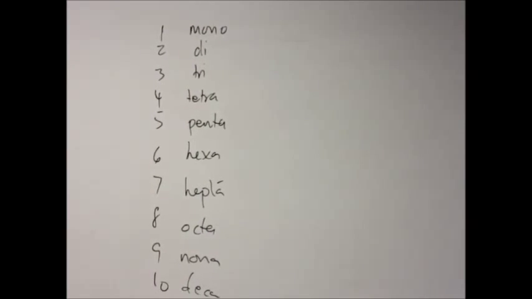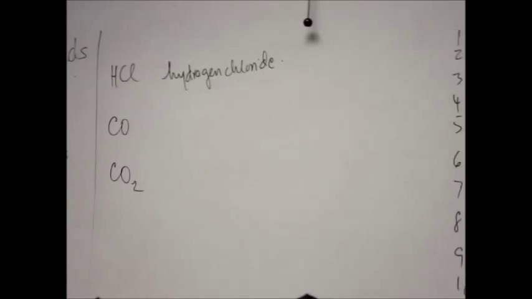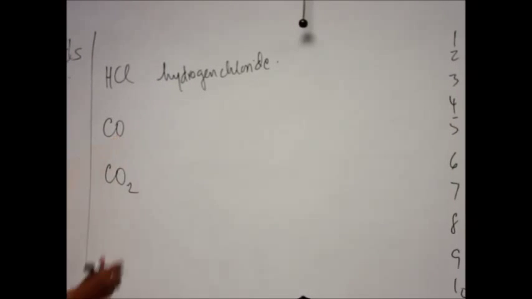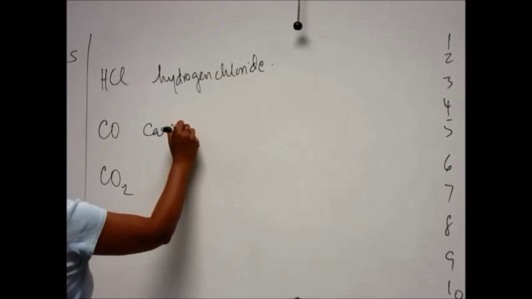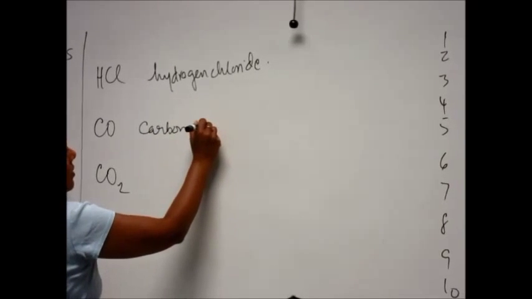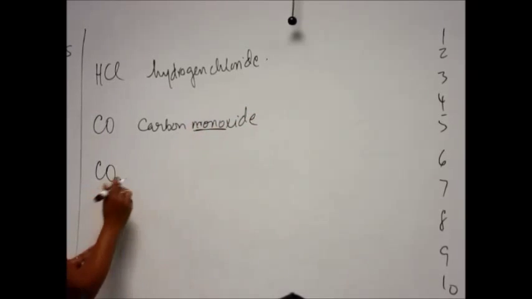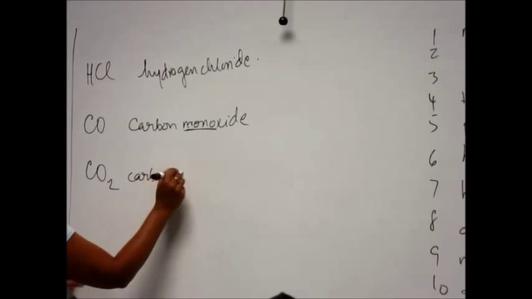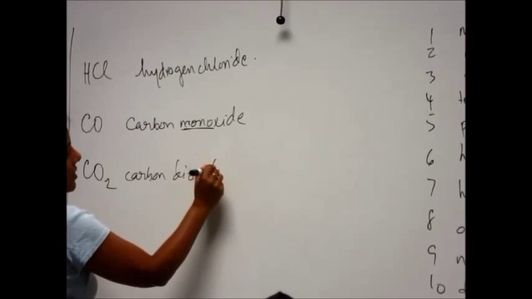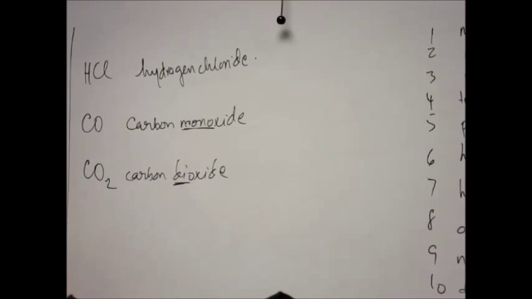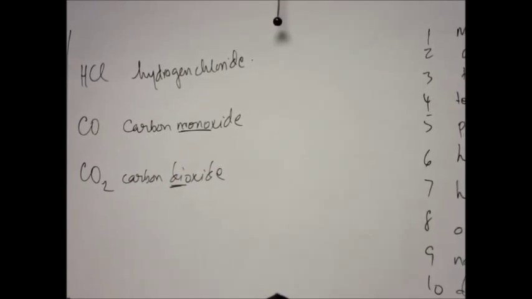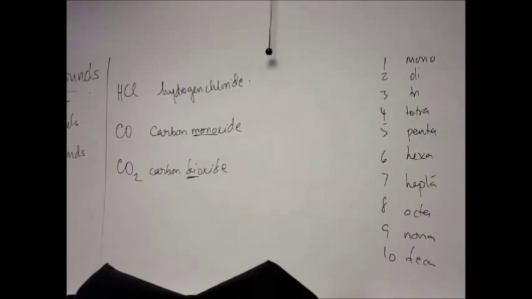The first element, if it is 1, then you don't use mono for that at all. You just leave it as it is, and that's why this was carbon monoxide, and this is carbon dioxide. So the prefix is pretty much for the second element, not the first one.